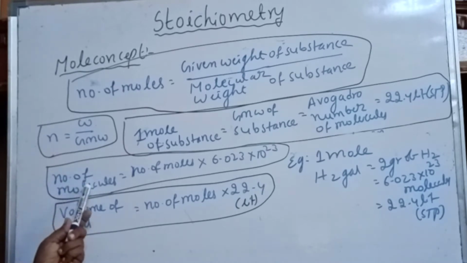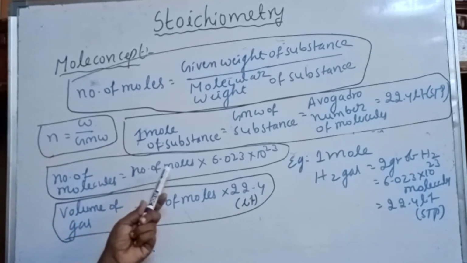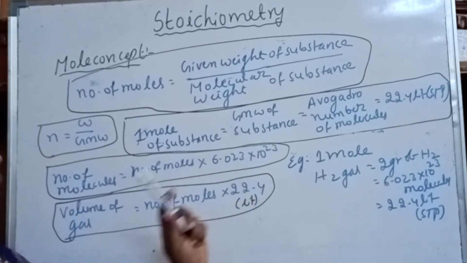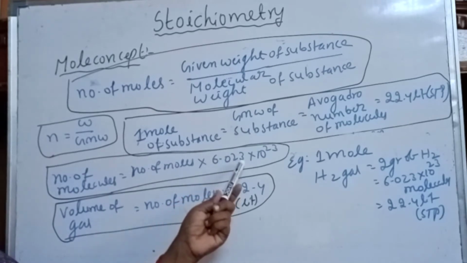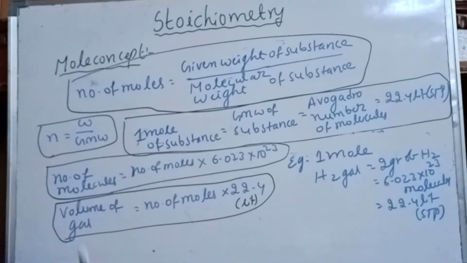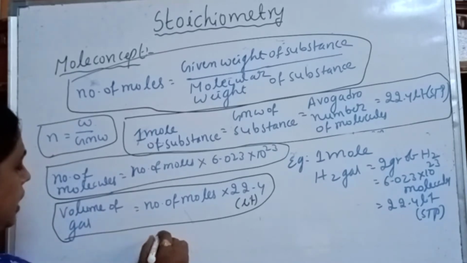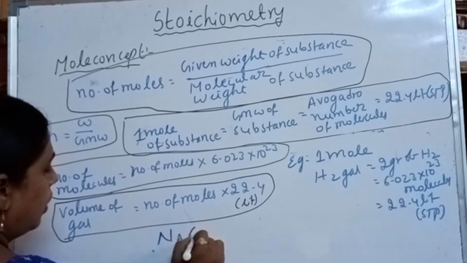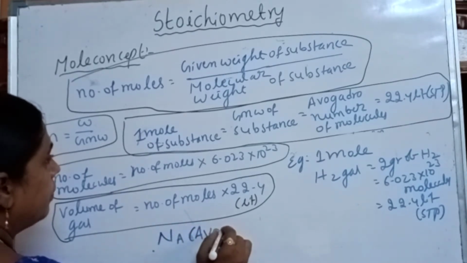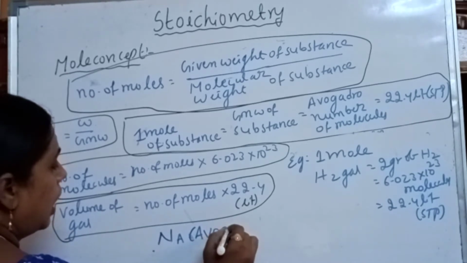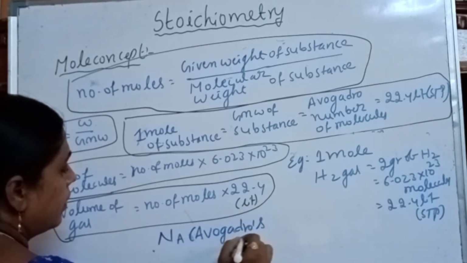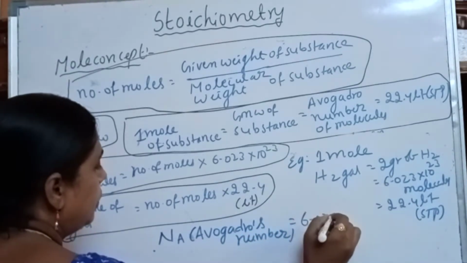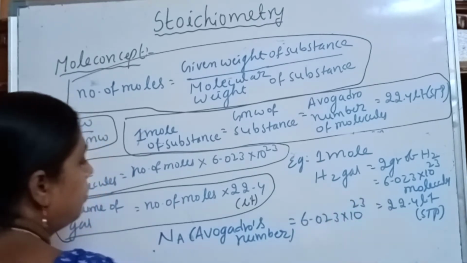Number of molecules is equal to the number of moles of the given substance × 6.023 × 10^23. Here 6.023 × 10^23 is the Avogadro's constant, generally indicated with Na. This is called Avogadro's number or constant, which is equal to 6.023 × 10^23 particles.